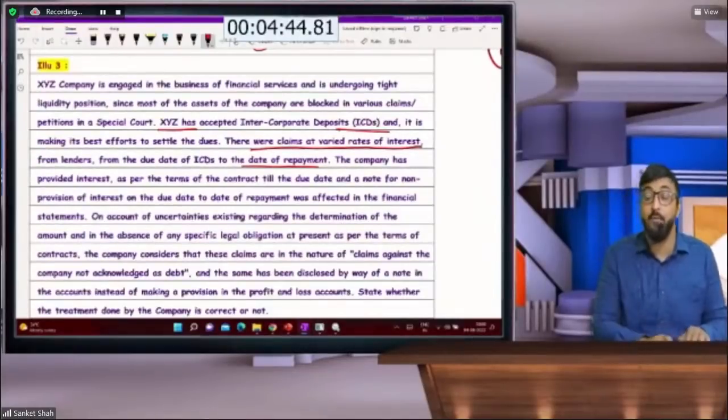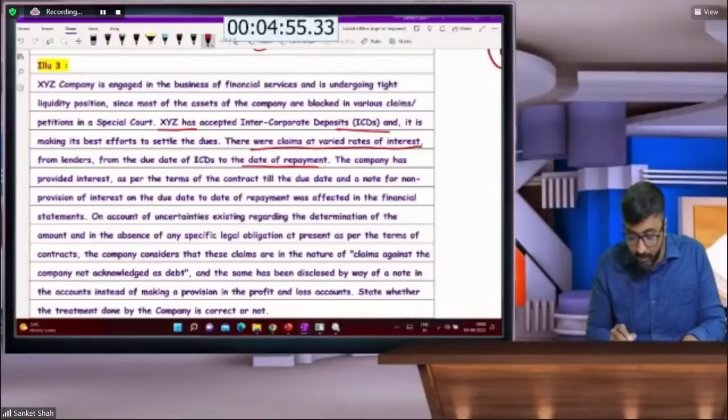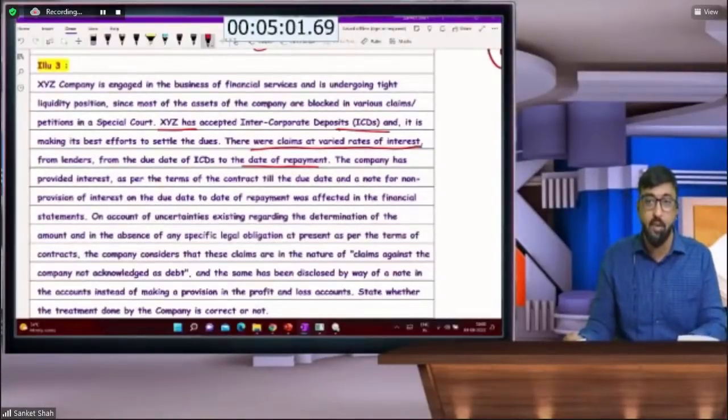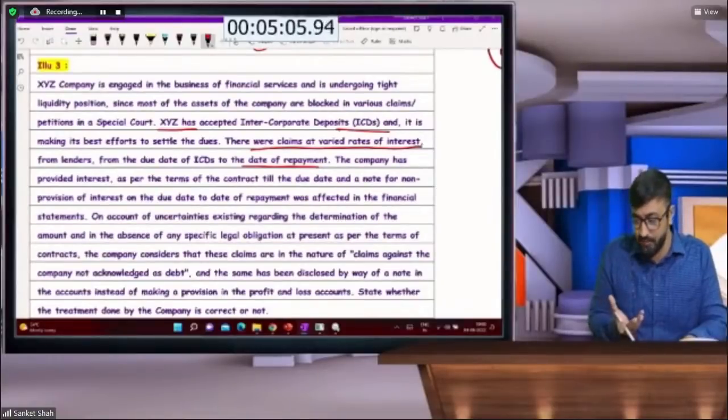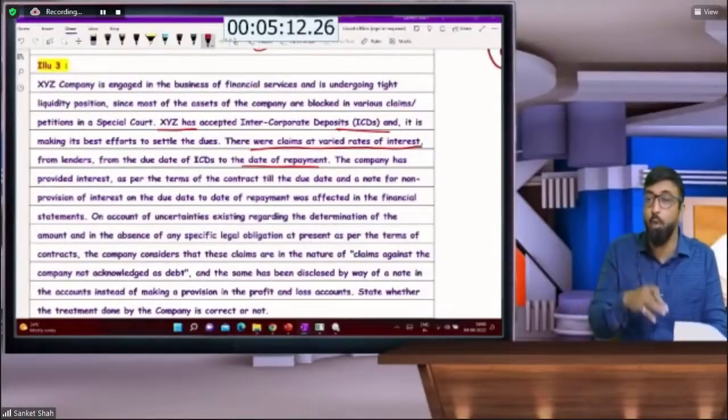They find liquidity crunch. The company has provided interest as per the terms of the contract till the due date, and the note for the non-provision of interest from the due date to the date of repayment was affected in the financial statements. So they have not provided any interest from the due date till the date of repayment.